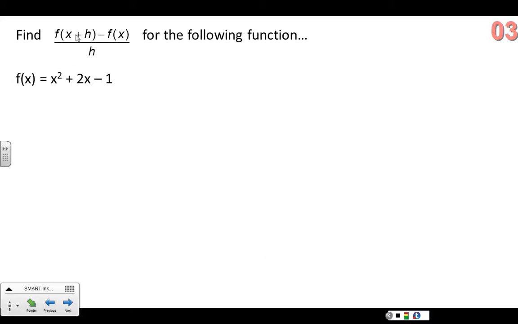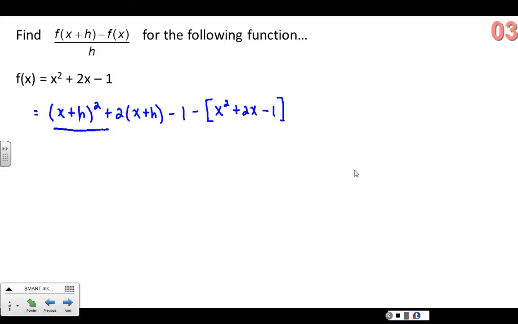Notice it's the same problem, f of x plus h minus f of x all over h for a new function. This function is a parabola. Let's see how this works. So we're going to first find f of x plus h. So x plus h squared plus 2 times x plus h minus 1. Then we're going to subtract f of x. So minus, and I always put brackets here just to let me know I'm going to have to distribute a minus sign. F of x originally was x squared plus 2x minus 1. And then that will all be divided by h.